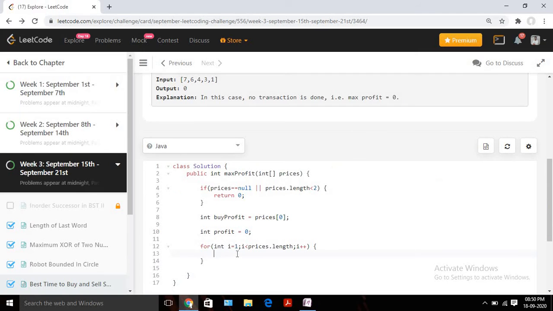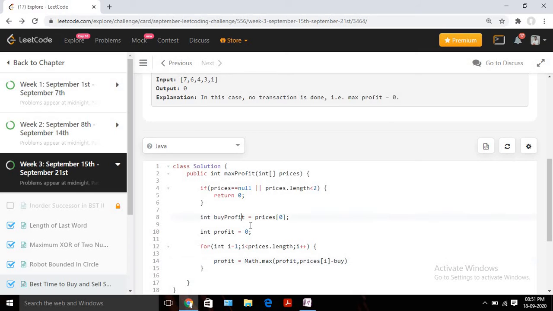So we need to check that. So we will recalculate our profit variable first. So we will check dot max of my earlier profit, that initially it should be 0, or if I sell on that day, right? So sell means whatever the prices for that day minus my buy price, right?